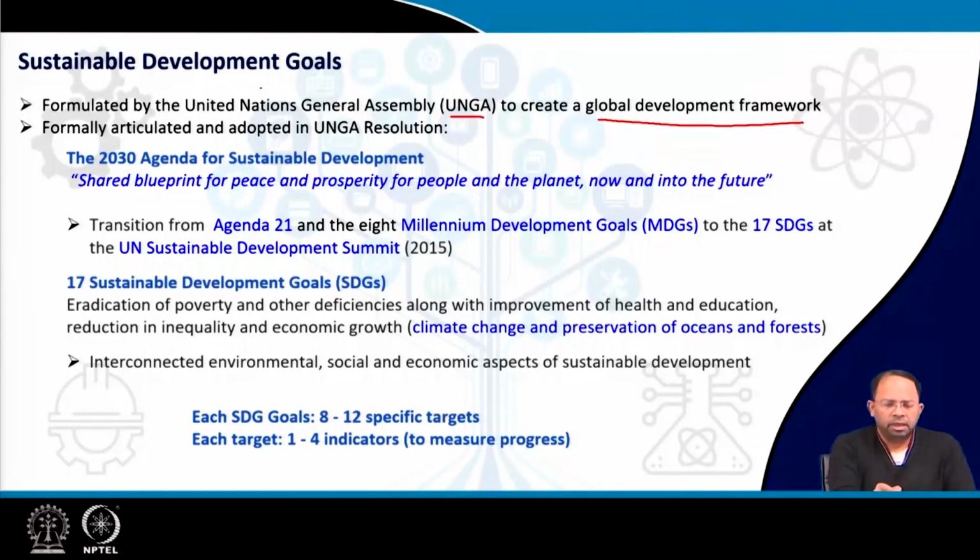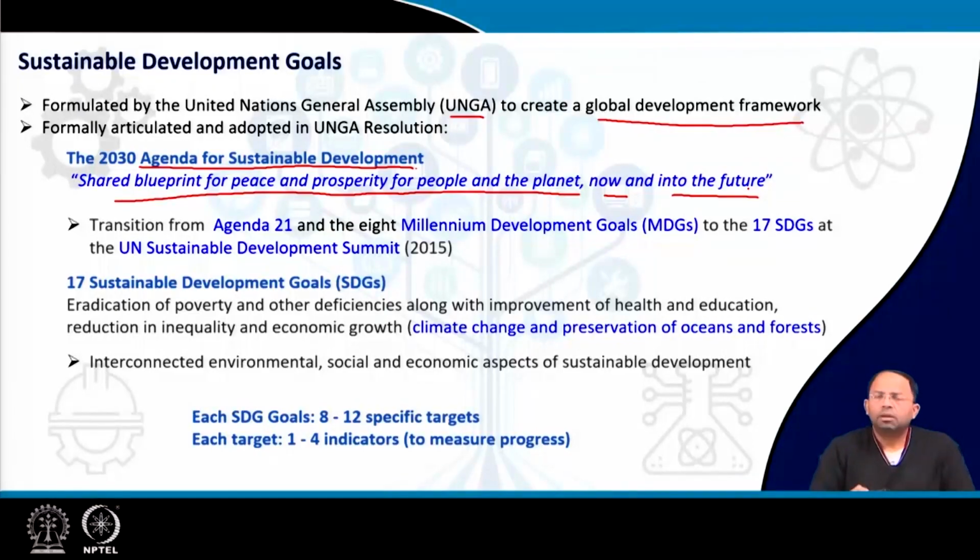So this particular development agenda is the 2030 Agenda for Sustainable Development. It talks about a shared blueprint for peace and prosperity for people and the planet, for now and into the future. So that's the goal of creating these 17 sustainable development goals, and this has been formally articulated and adopted in the UNGA resolution. This was a transition from the Millennium Development Goals, and in 2015 the timeline for the Millennium Development Goals ended, and then we moved on. So the new Sustainable Development Goals were adopted at the UN Sustainable Development Summit in 2015.